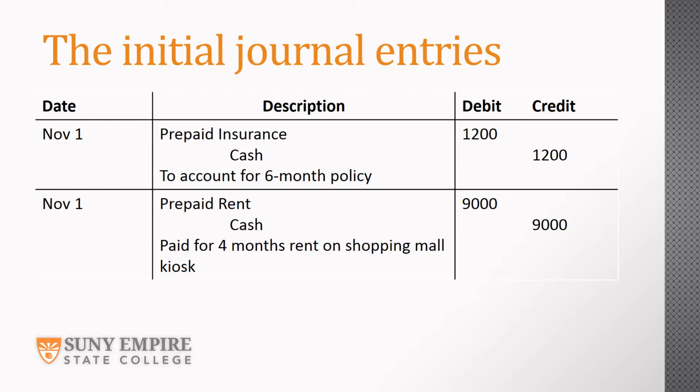So the first journal entry provides the date of the transaction, a debit of $1,200 to prepaid insurance, a matching credit to cash, and a description of the terms of the insurance policy. The other journal entry provides the date of the transaction, a debit of $9,000 to prepaid rent, a matching credit to cash, and the description explains that the rent is paid for a period of 4 months. But how do we create the adjusting entries at the end of November?